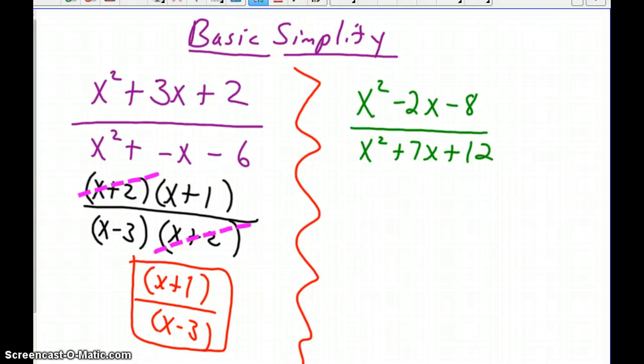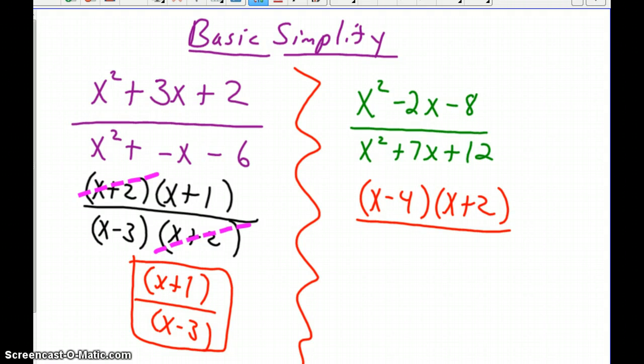All right, here's the next one then. Look at the one on the top. Can you factor the one on the top? Yeah. Okay, so what does it factor to? Okay, x minus 4 and x plus 2. I heard that. That was good.